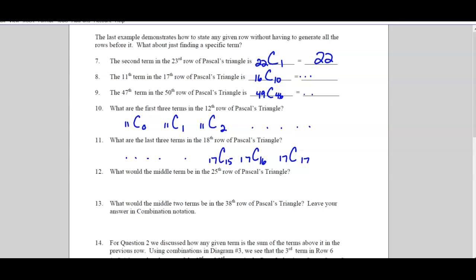Okay, middle term in the 25th row. How many terms in the 25th row? 25, right? Term number tells you the number of terms. So there is a middle number because that's an odd number of terms. It's the 13th term. Middle of 25 is 13. So the 13th term, 25 rows, so it would be 24, C, 12. N minus 1, C, N minus 1.